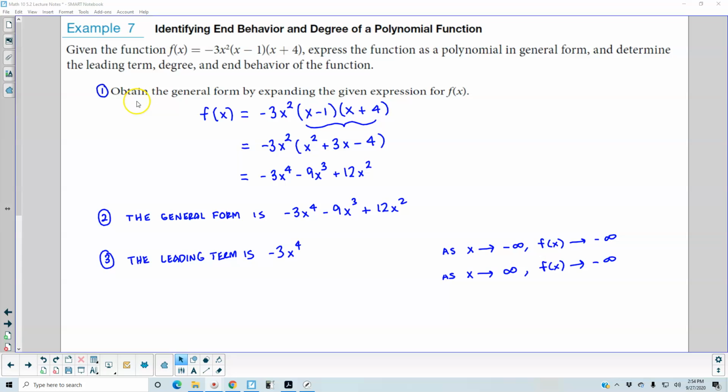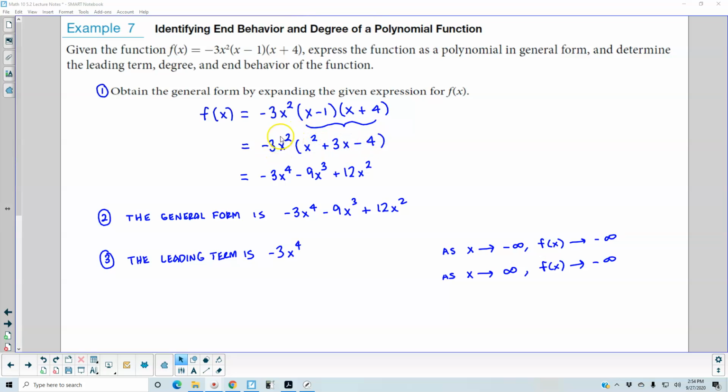Now, first, we want to obtain the general form by expanding the given expression for f of x. What we're going to do is we're going to go ahead and FOIL x minus 1 times x plus 4. So we multiply that out to get x squared plus 3x minus 4, and then we're going to distribute the negative 3x squared to all three of those terms.